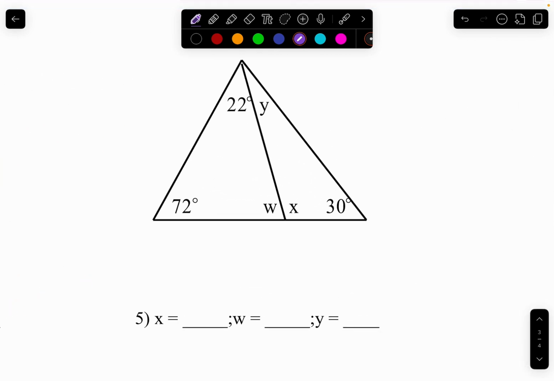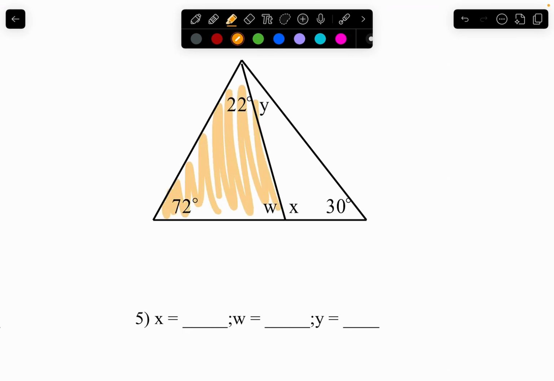Looking at number 5, there's a couple different things that I could do here, but again, noticing right off the bat that I actually have a triangle that has two of its angles, so I can do 180 minus 22 minus 72, and I get that W is 86 degrees.